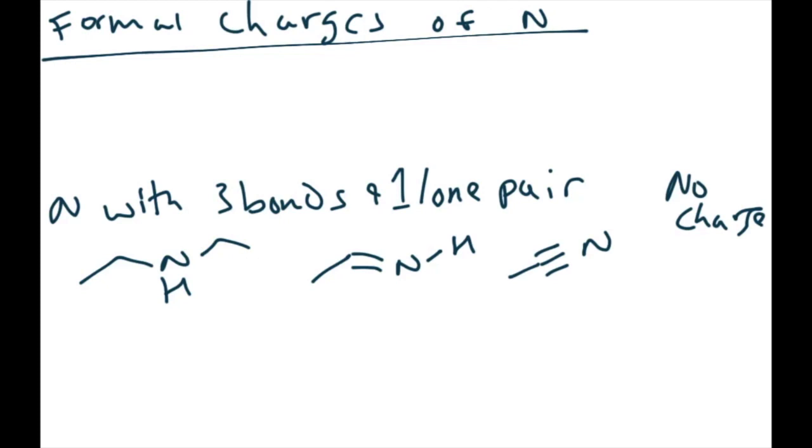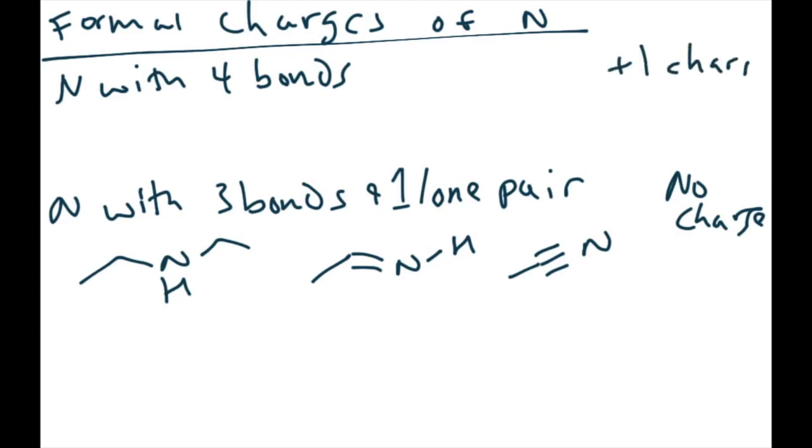Just like oxygen, if you go up your number of bonds, you're going to go up in charge. So if I add a bond, if I go from 3 bonds to 4 bonds, right, you're going to have a +1 charge. And you're going to have no lone pair, because that lone pair is going to get used for something, used for the bond.